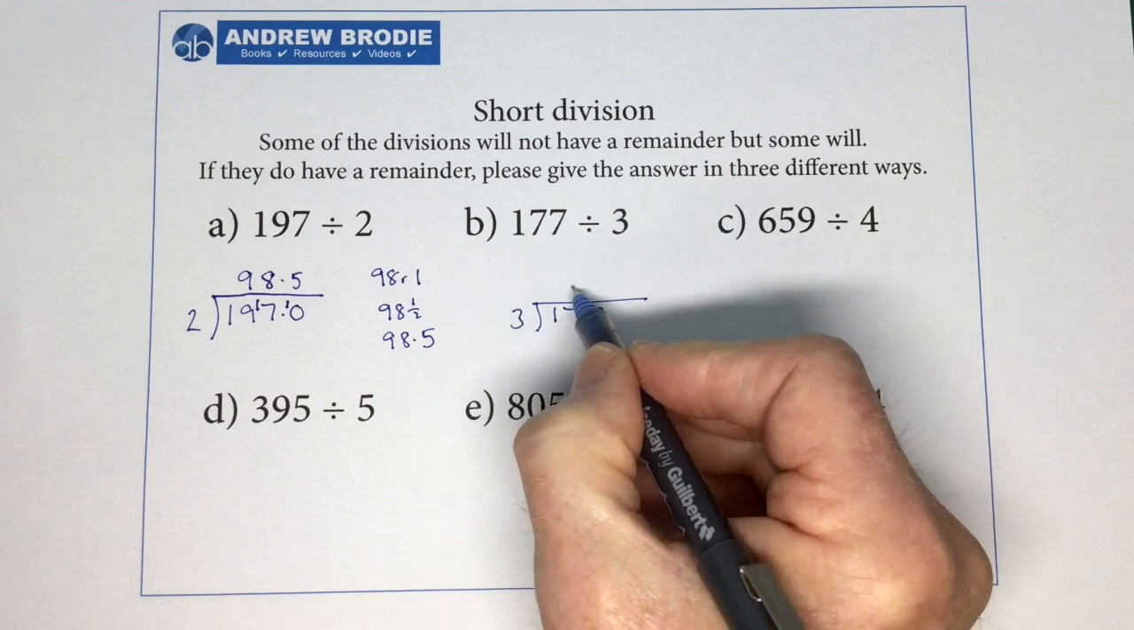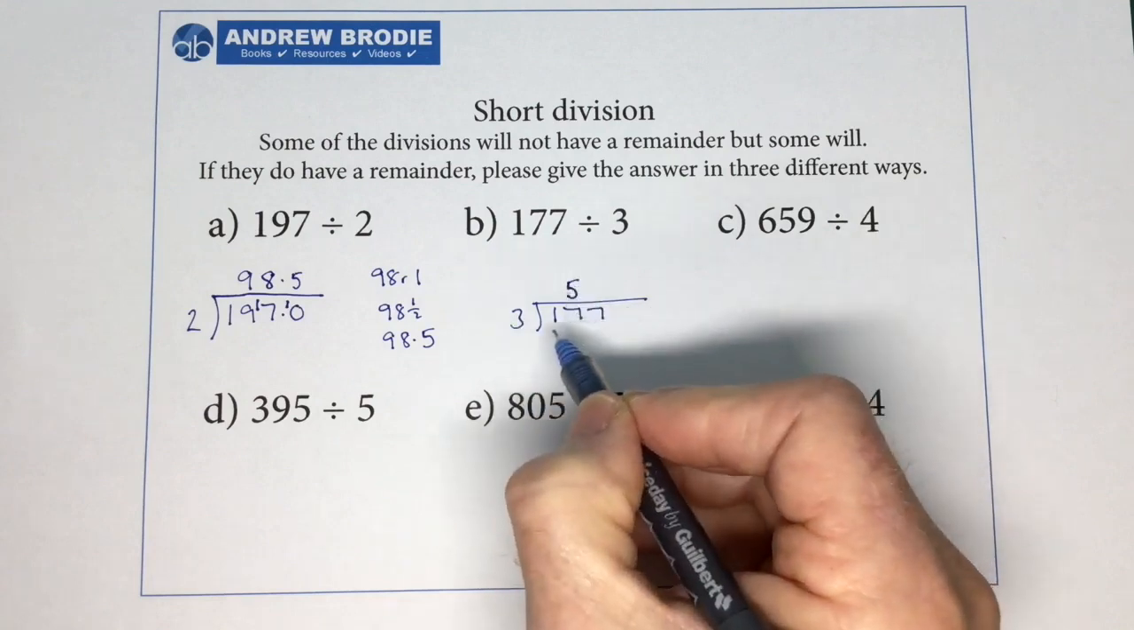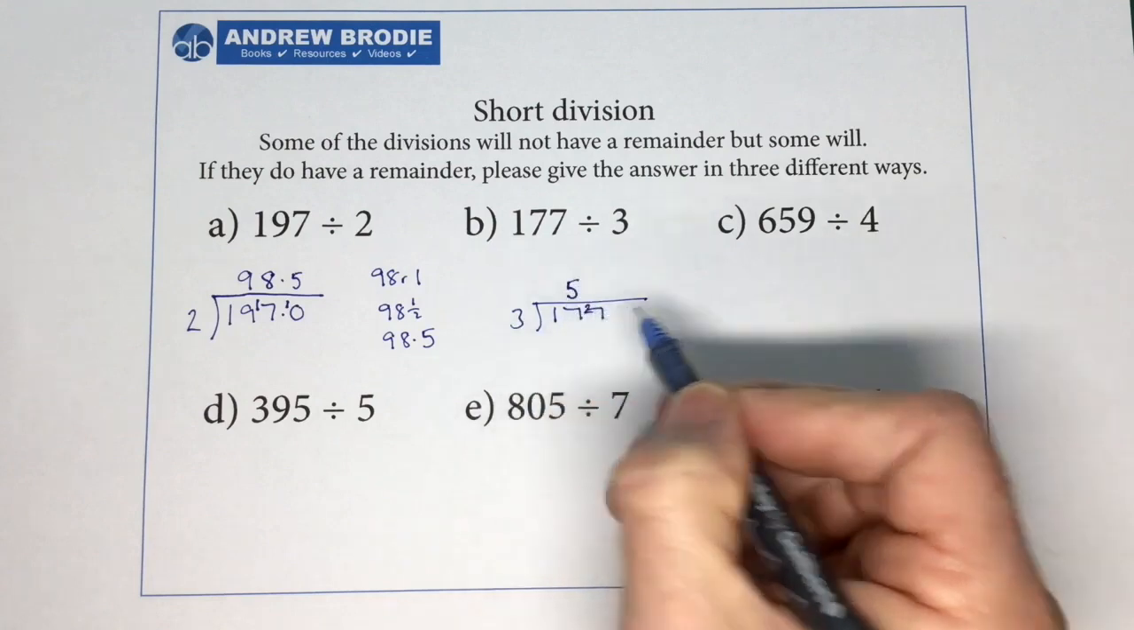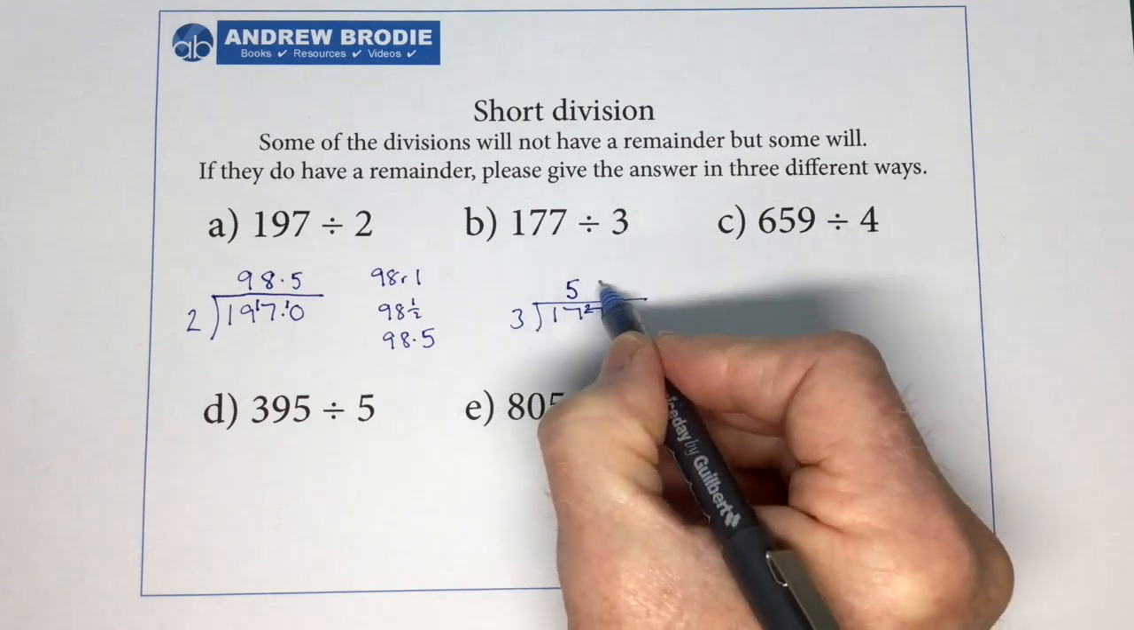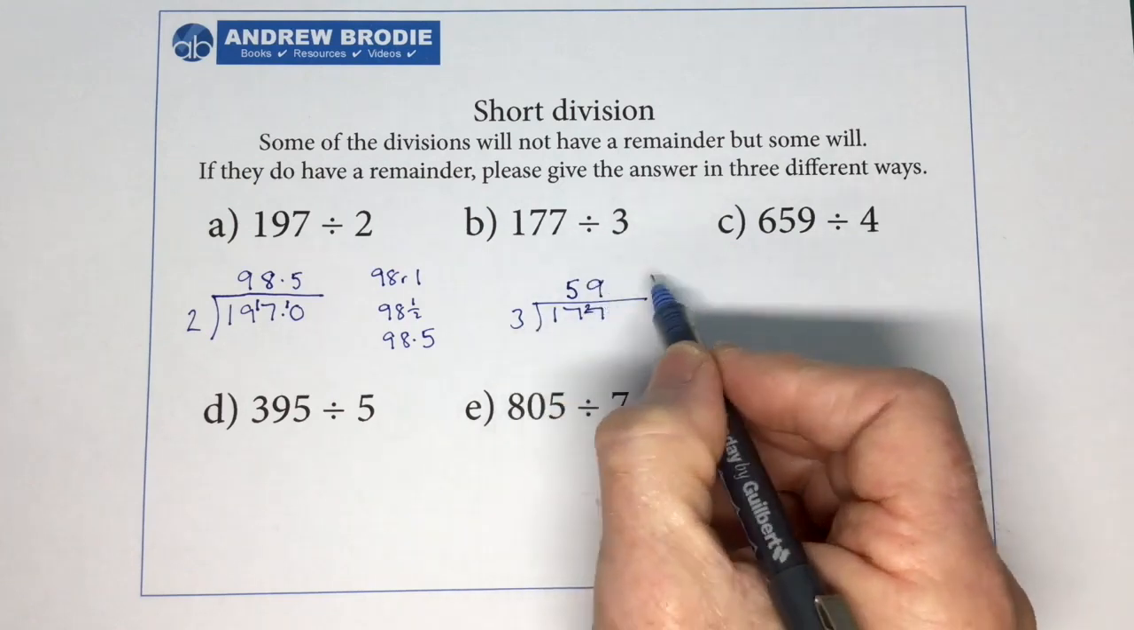Question B, 177 divided by 3. 3 into 17 goes 5 times. 5 3's are 15, so there's 2 left over. We can put that with the 7. How many 3's in 27? Exactly 9. So there's no remainder, and that one's finished.